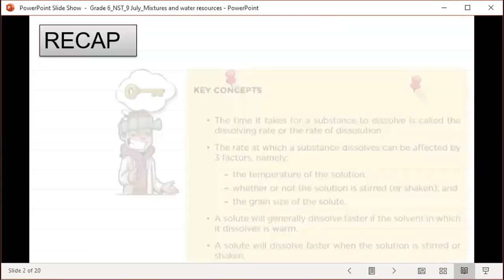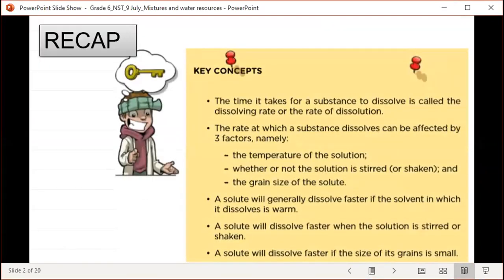Quick recap as to what we have been looking at. These are the key concepts that we covered in our 2 previous classes. If you can follow with me here, we're looking at the first bullet. It says we have covered the time it takes for a substance to dissolve, and this time is called the dissolving rate or the rate of dissolution.